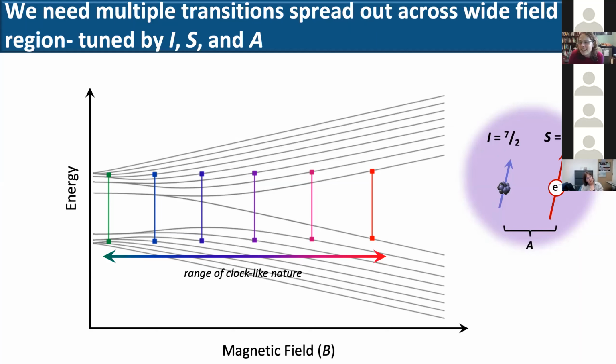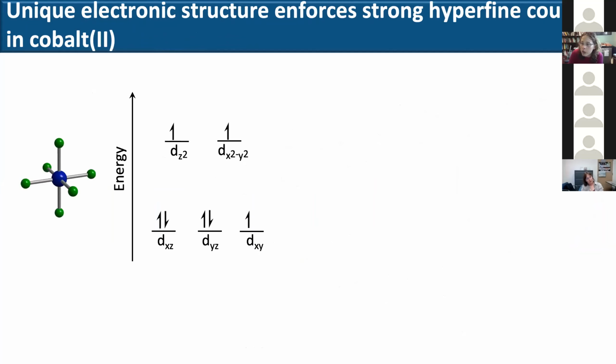Okay, so how do we do this? Well, one of the first elements that we thought of was cobalt. Cobalt's almost purely I = 7/2, which is fantastic, but cobalt 2 plus suffers from being almost entirely high spin. So we thought, okay, how do we drive cobalt 2 low spin?